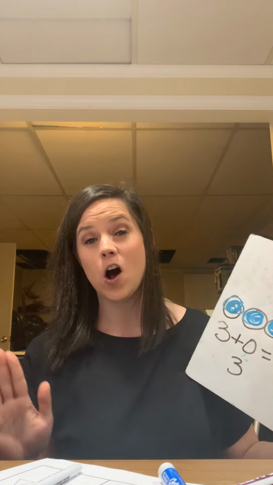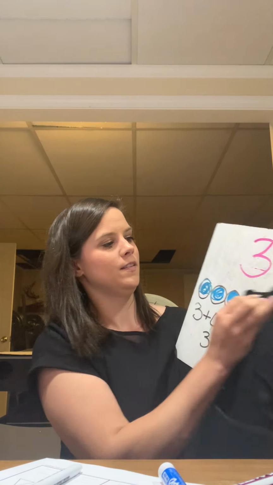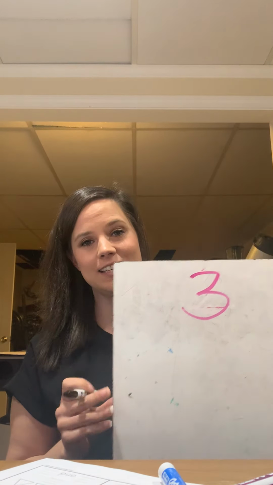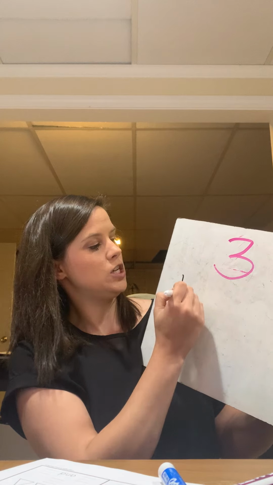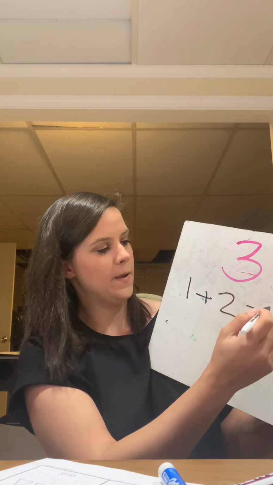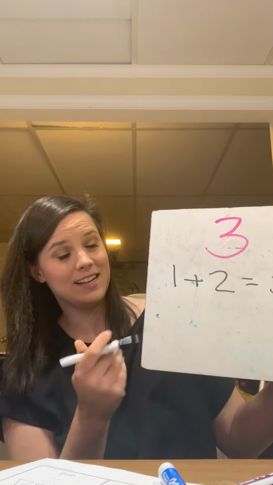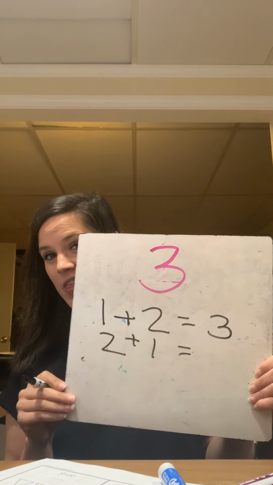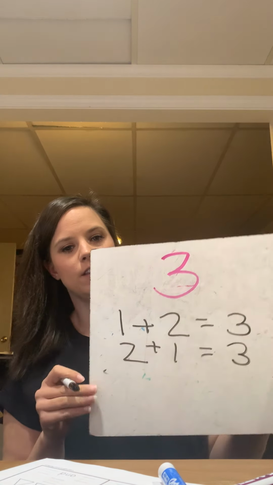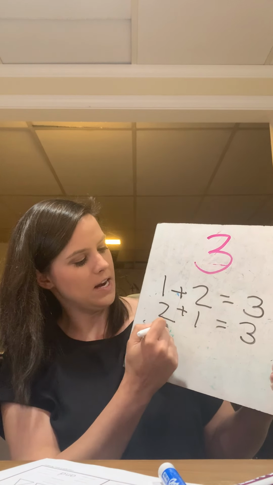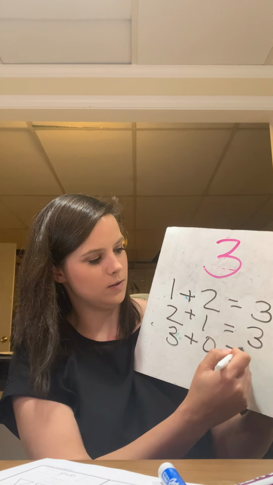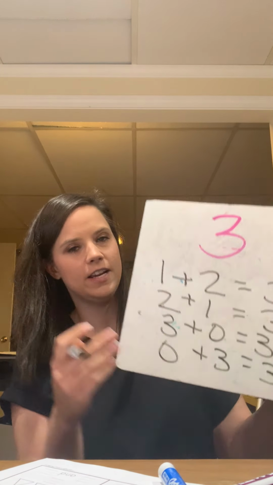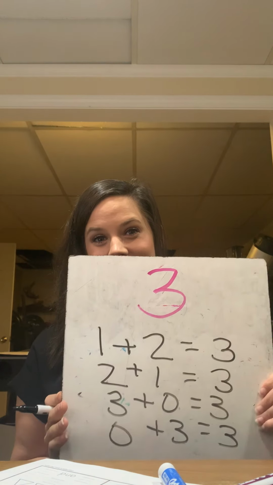All right, so let's review all the ways to make 3 now. Let's see if you remember, we have got 1 plus 2, and that equals 3. We've got 2 plus 1, and that also equals 3. Then we've got 3 plus 0 equals 3. And then 0 plus 3 equals 3. All of the ways to make 3.